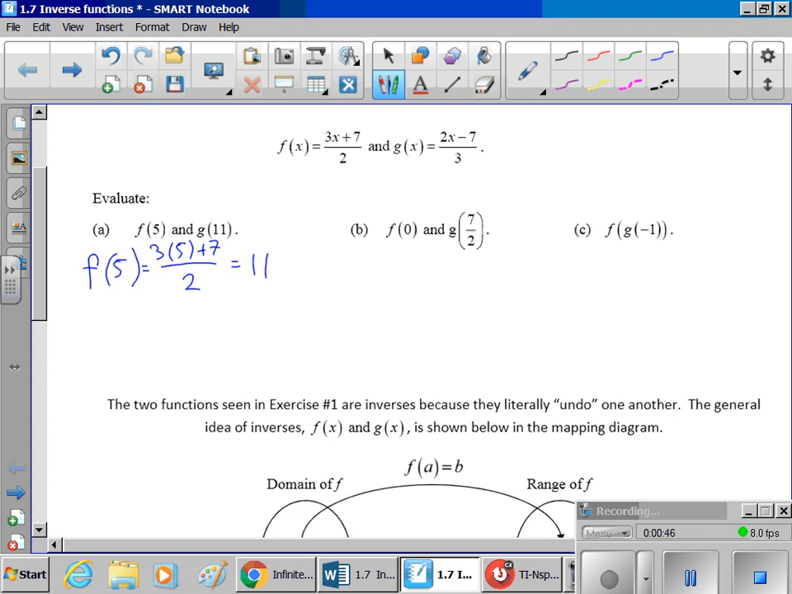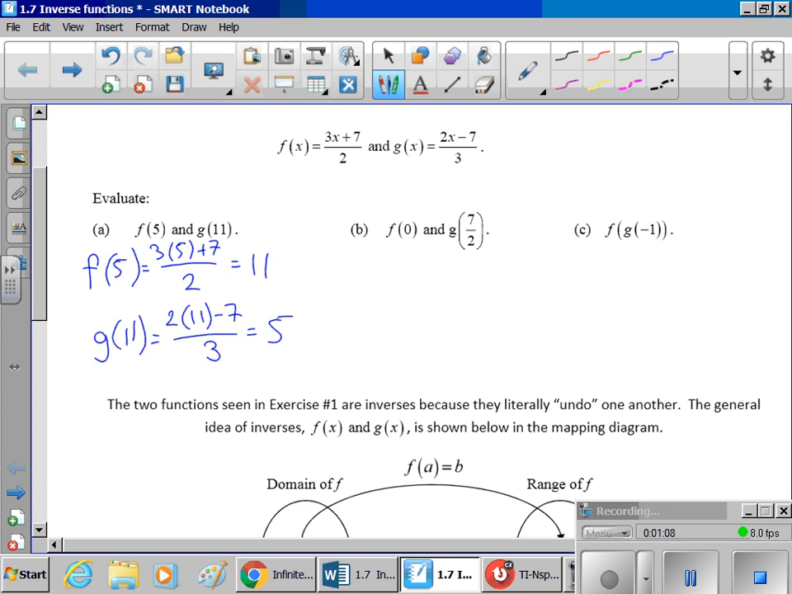All right, now let's test g of 11. Some more evaluation. g of 11, we have 2, plugging in 11 for x, minus 7, all over 3. 2 times 11 is 22, minus 7 is 15, divided by 3 is 5.